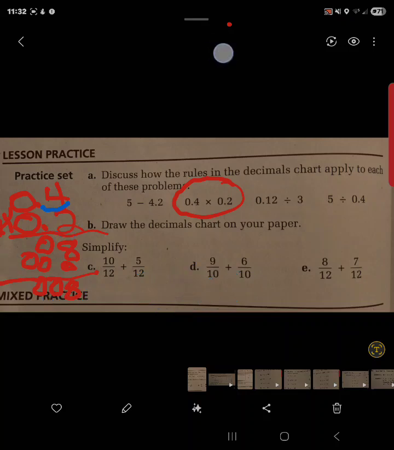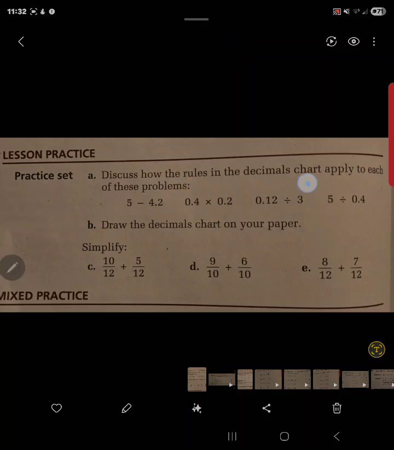I'm going to erase everything that we've just done, and we're going to do the next one, which is 0.12 divided by 3. If we look at our handy dandy little chart on page 283 at the bottom, it says when we're dividing decimals by a whole number, the whole number, which in our case is the 3, would go outside of the little house. So we're going to take that 3 and put it outside, and we're going to put the 0.12 in the house, so to speak.